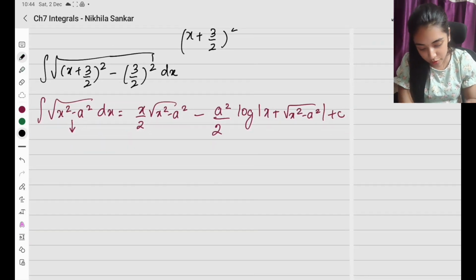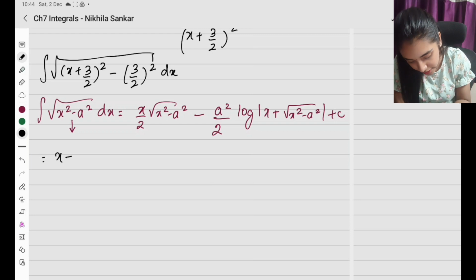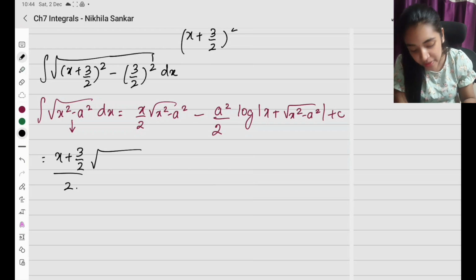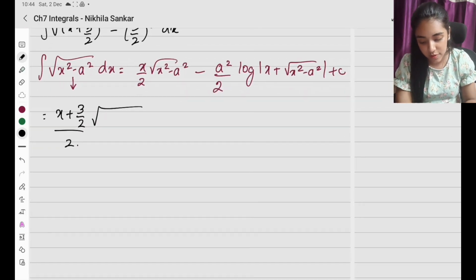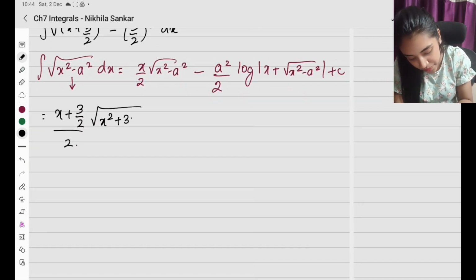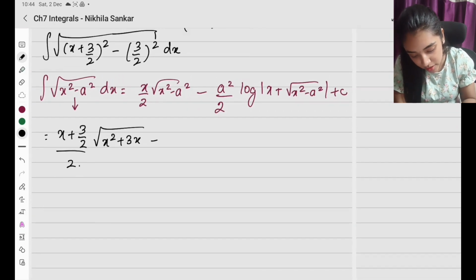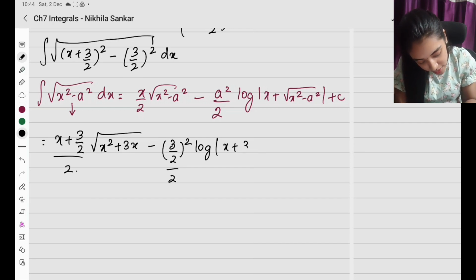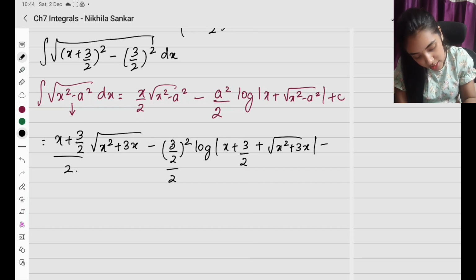So when I substitute from the question, x is x plus 3 by 2 divided by 2. Don't put whole divided by 2 here. The by 2 is only for 3. Okay? Don't make such a mistake. I make it now and then, so remember it. x square minus a square is the question itself. So x square plus 3x minus a square, which is going to be 3 by 2 the whole square divided by 2 log mod x, which is x plus 3 by 2 plus square root of x square plus 3x plus c.